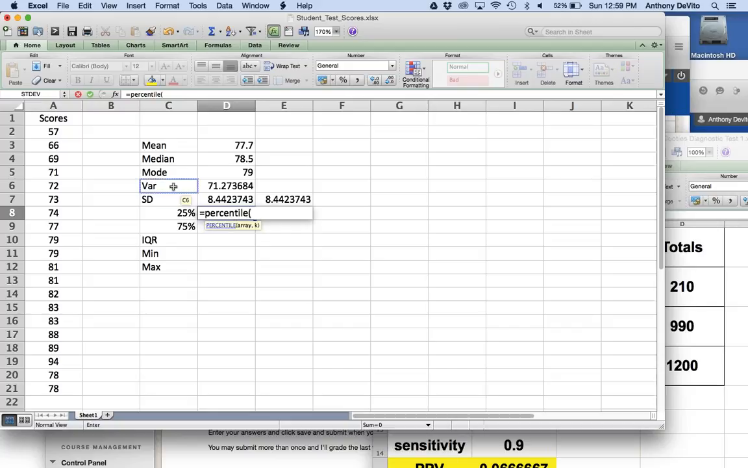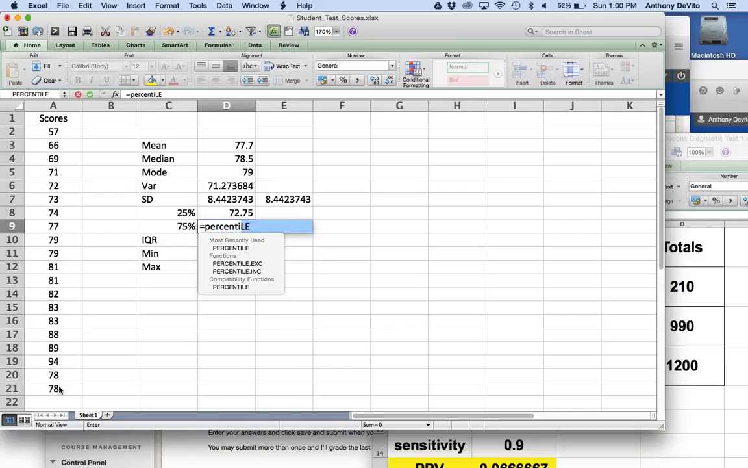Okay, and percentiles. Equals the 25th percentile is equal to percentile. Okay, and there's a number of different options on percentile. You can just use percentile. Now it wants the range. See down there, array and K. It wants the range, that's the array, comma, and the value for the percentile. It's going to be 0.25, 25th percentile.